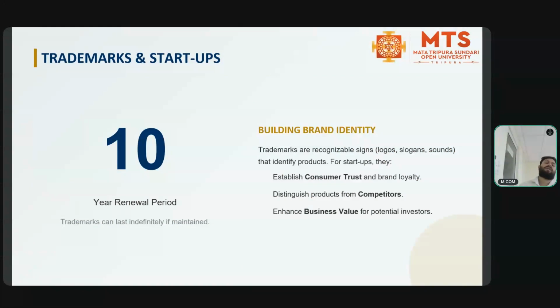Trademarks and startups: building brand identity. A trademark can last indefinitely if maintained. Means they are given trademarks for 10 years. After that, you have to renew the trademarks.